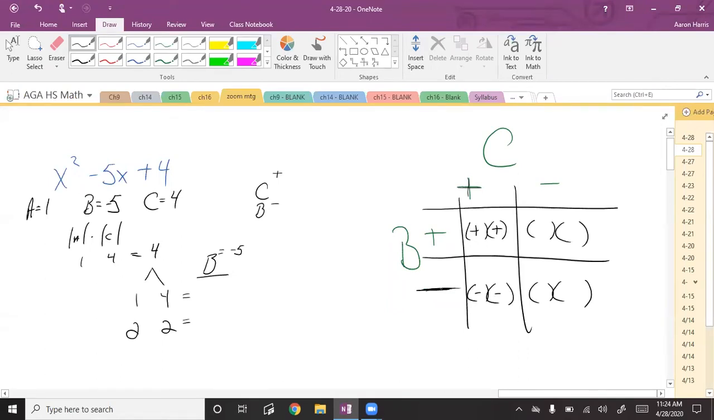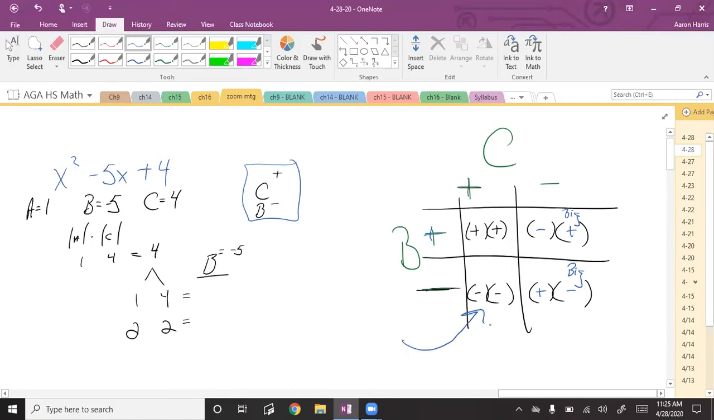Does that make sense? Okay, I know what you're saying. All right. So then I have C being negative. So I know I need to multiply a positive and a negative to get a negative. But if B is positive, then the bigger number better be what? Positive, because when I add them together, I keep the sign of the bigger number. If B is negative, then the bigger number has to be negative because I keep the sign of the bigger number. Does that make sense? So now, C is positive, B is negative. Both factors are going to be what?